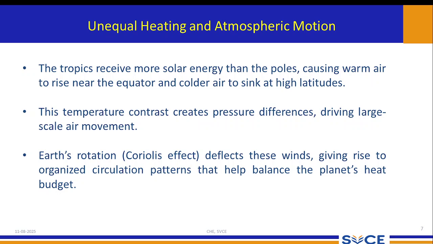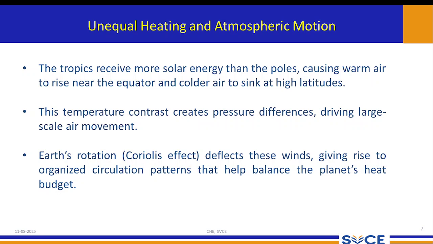Unequal heating and atmospheric motion. The tropics receive more solar energy than the poles. Obviously the poles receive less because the Earth is tilted at 23°, as you know already, causing warm air to rise near the equator and colder air to sink at the higher latitudes. This temperature contrast creates pressure differences, driving large scale air movement.